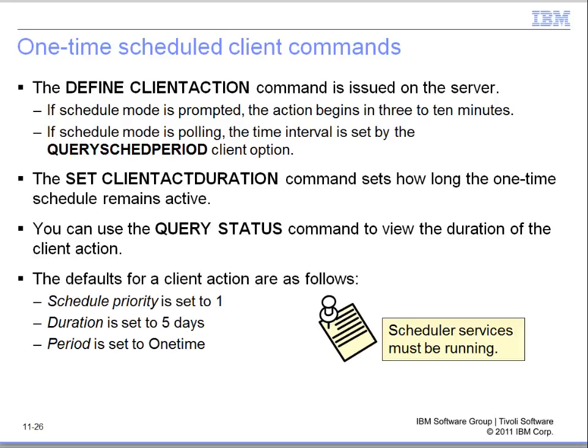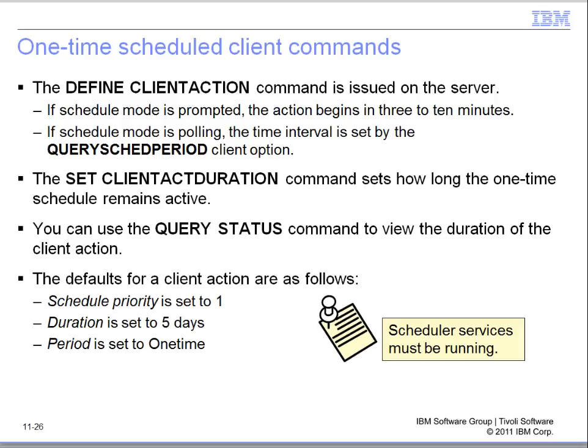Occasionally you might need to schedule a one-time command. We'll actually be doing this in the class so you can see it run. If you issue the define client action command on your server, if you're using server-prompted, the action begins in 3 to 10 minutes. If you're using client polling, the time interval is set by the query schedule period client option. You can set the client action duration to say how long you want the one-time schedule to remain active. You can use the query status command to view the action as it's happening.